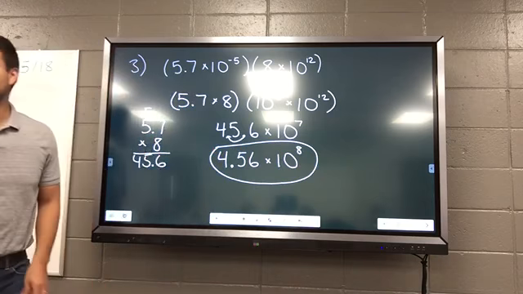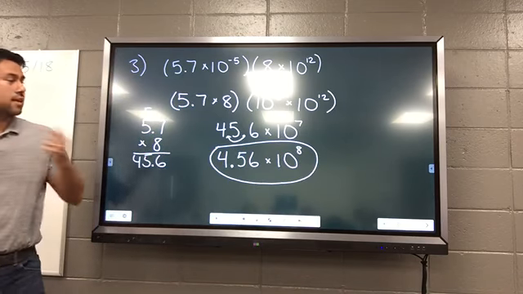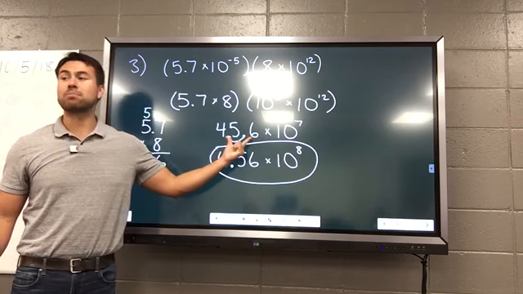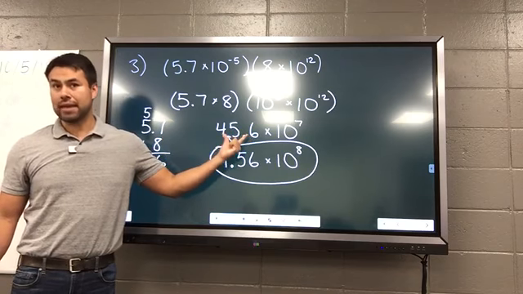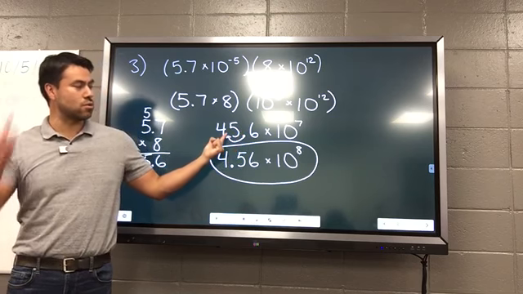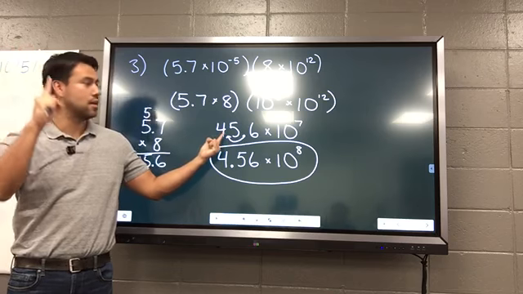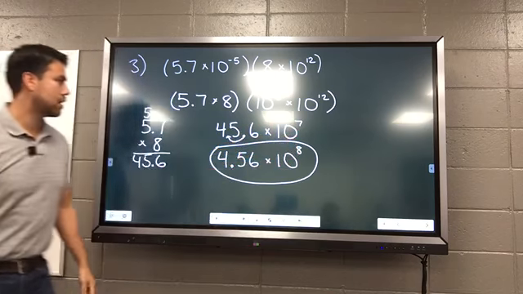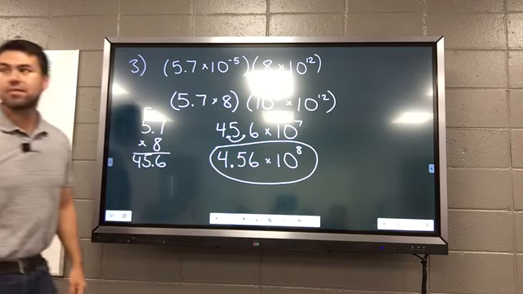Do you remember how I talked about big and small numbers? Okay, 45.6 is big or small? Big. So that means when I move it to make it proper scientific notation, I moved it once, that's a positive 1. And 7 plus 1 is 8. All right, good on that?